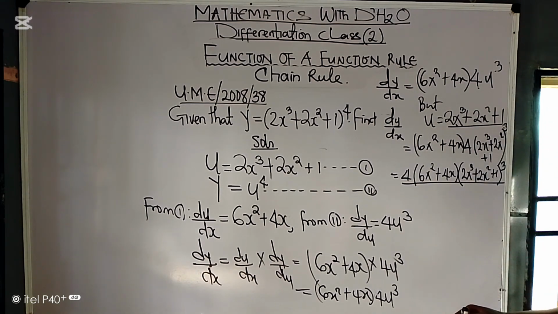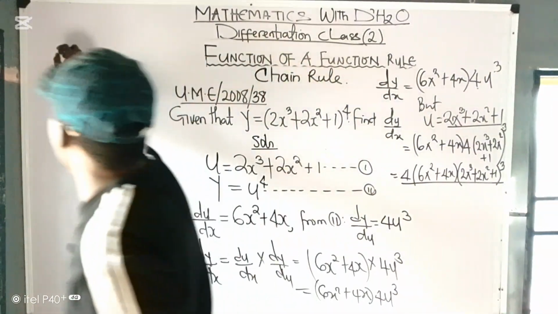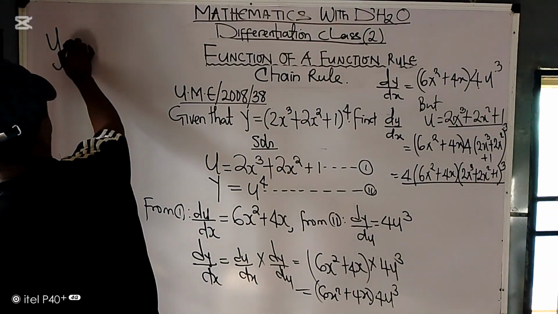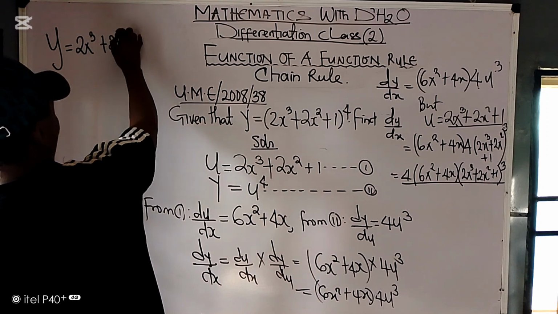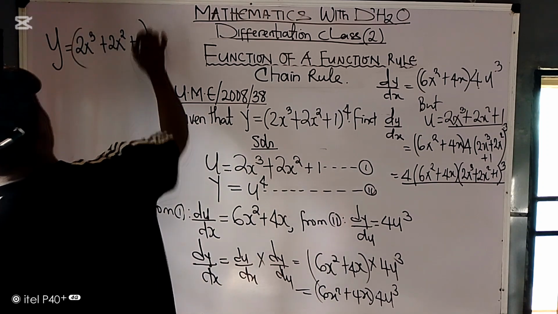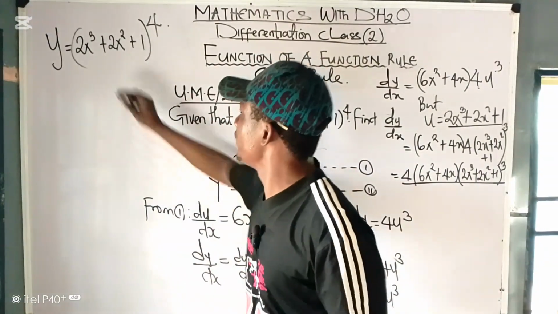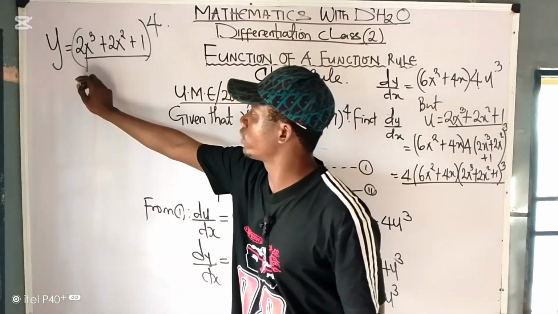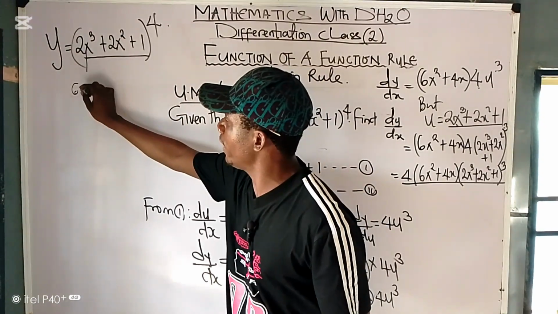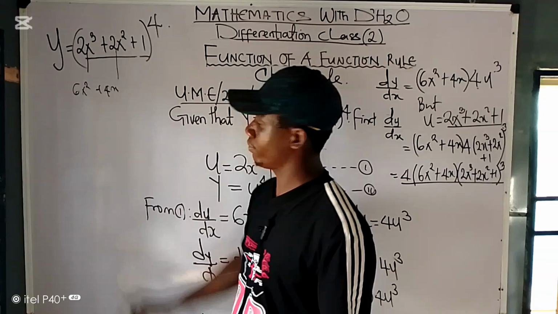Did you get? Now let me show you the shortcut. The shortcut is very easy. See, if I have y equals 2x cubed plus 2x squared plus 1, all raised to the power of 4. I've told you what to do. Watch this now. Differentiate everything here. This one now will give us 6x squared. This one will give us 4x.